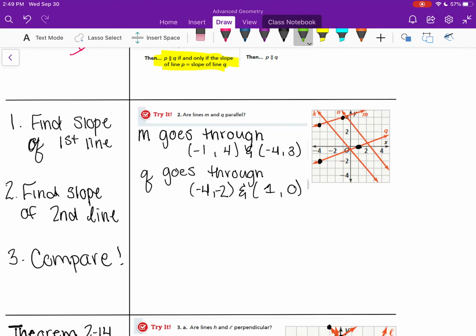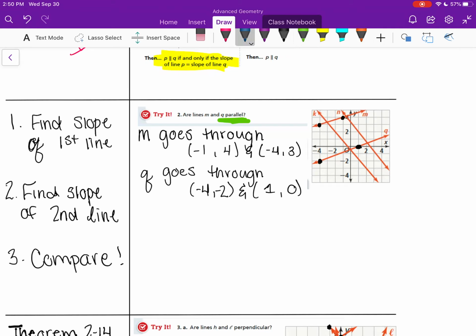So example 2 gives us this figure. You do not need to write the figure down. You just need to be using the information from it. And it asks you, are lines M and Q parallel? Out to the left, I've given us steps that you can take notes on. We will first find the slope of both lines, steps 1 and 2. And then 3, we will compare them, because if they are parallel, the slopes should be the same.